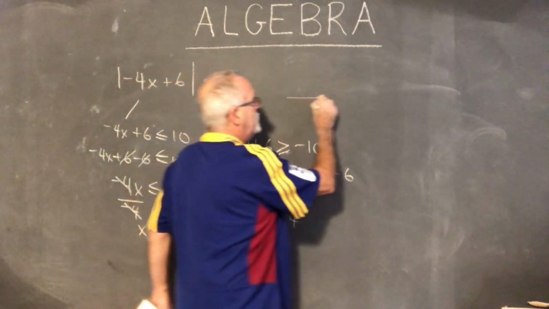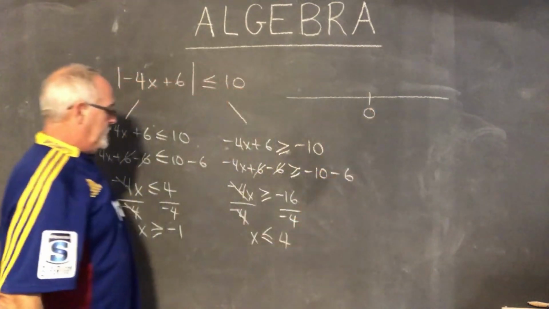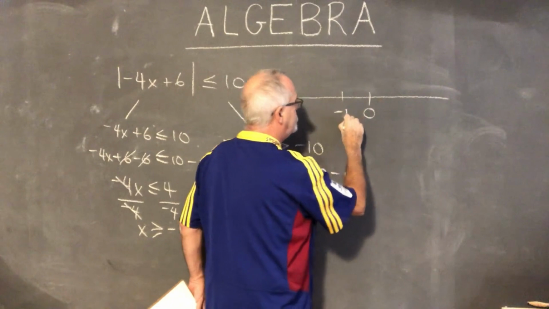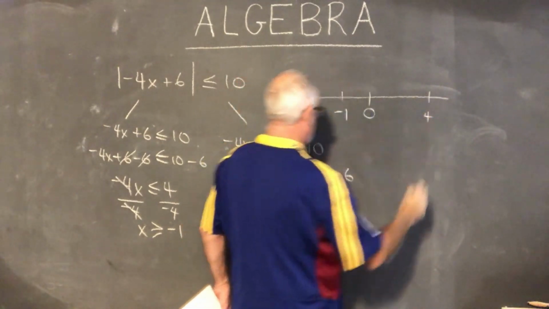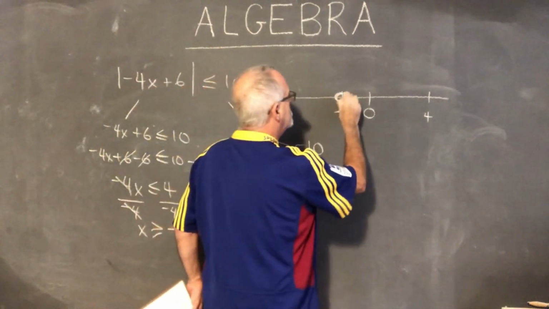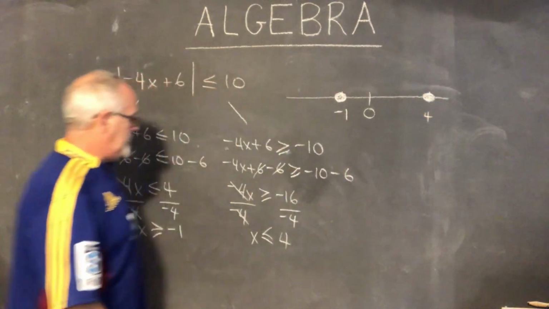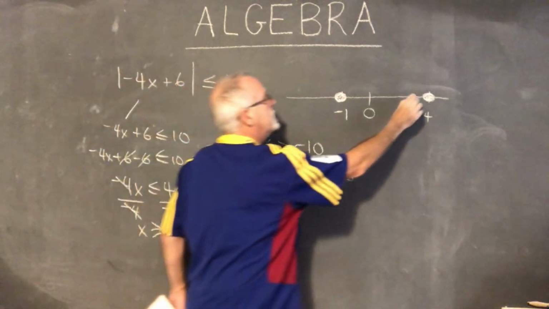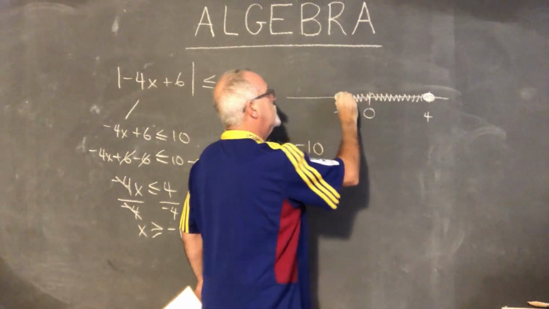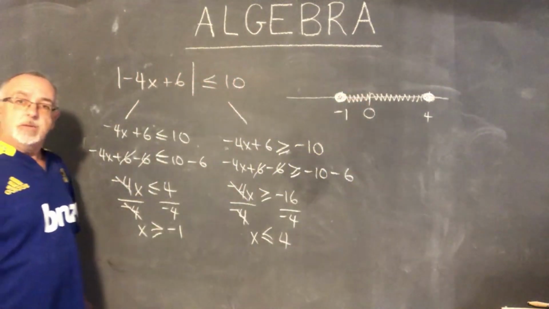I'm going to graph it. Put the 0. 4 and negative 1 need to show. So negative 1 and 4. They both are equal to, so they're both getting the solid circles. And less than or equal to 4 is over here. And the other one's saying greater than or equal to negative 1, so I'm shading in between them. I have my answer. It makes sense. I like it. This is fun.